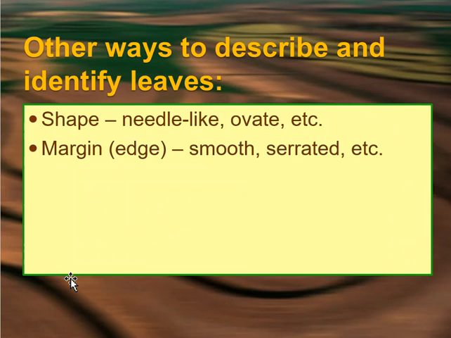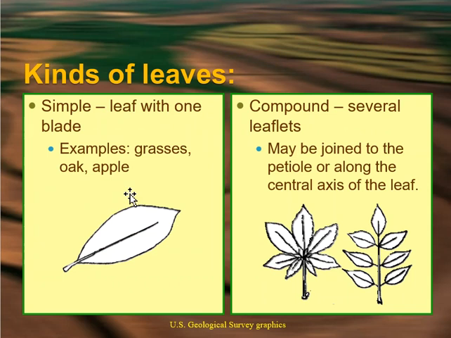You can describe them by their shape. Maybe they're needle-like, ovate, etc. They could be round, heart-shaped, or you can look at their margin. The margin is really the edge of the leaf, so I'm just going to go back up here. You can have smooth margins, or ones that are more serrated, which look jagged, so you can also classify them by their leaf edge.